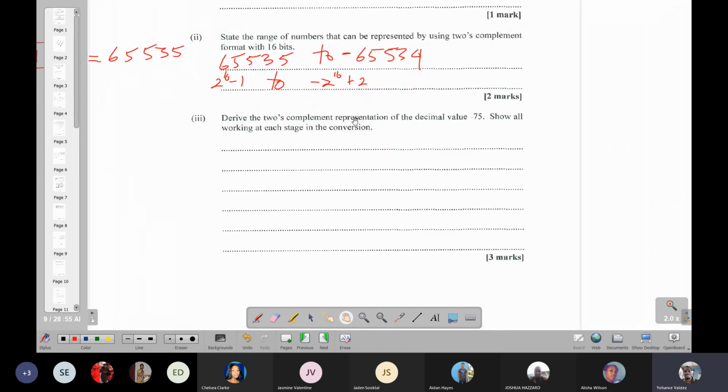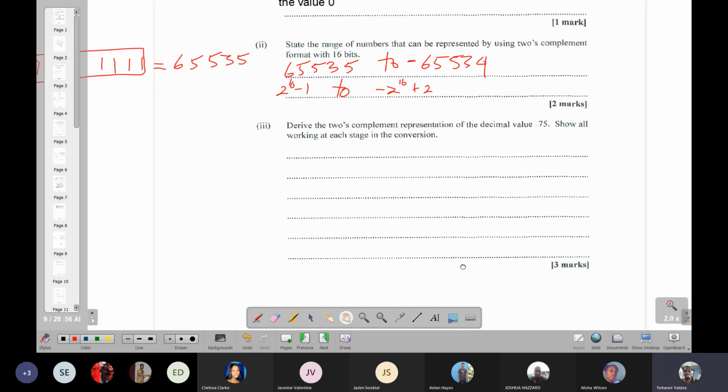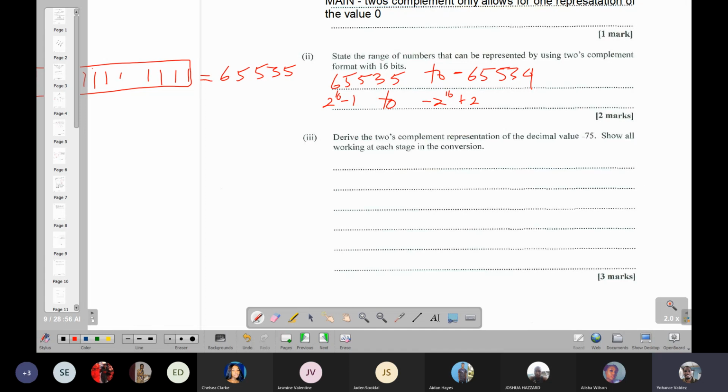Derive the 2's complement representation of the decimal value minus 75. So this question, some people didn't show the full working, and that was an issue. Technically, you're supposed to start with positive 75. The next thing is that once you're dealing with 2's complement or any binary representation, you always take it up to any 2 to the n power. So you either show this as 4 bits, 8 bits, 16 bits, etc.